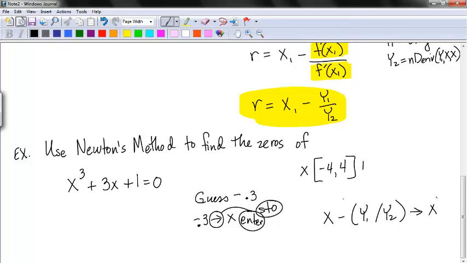Then we need to do x minus, then we need the parentheses, y sub 1 divided by y sub 2, close the parentheses. Now we need to store that as x. I left that off my notes. You want x minus. Oh, gosh dang it. Yep.